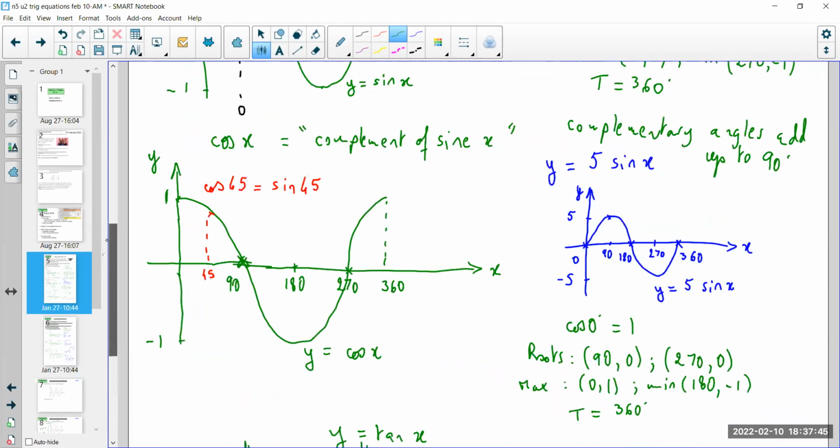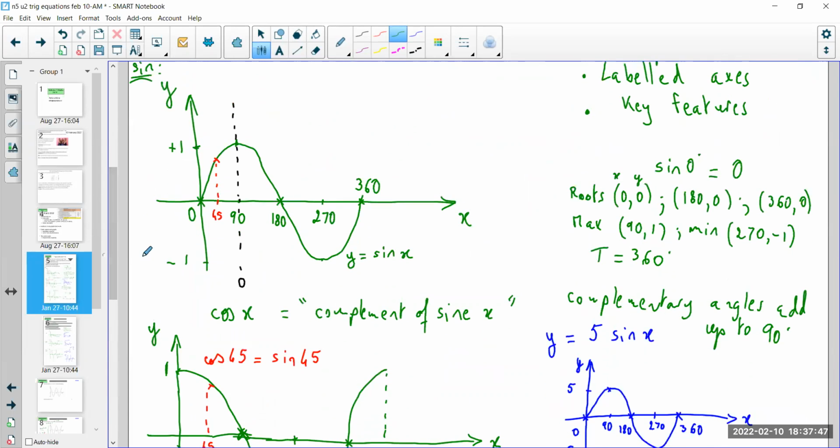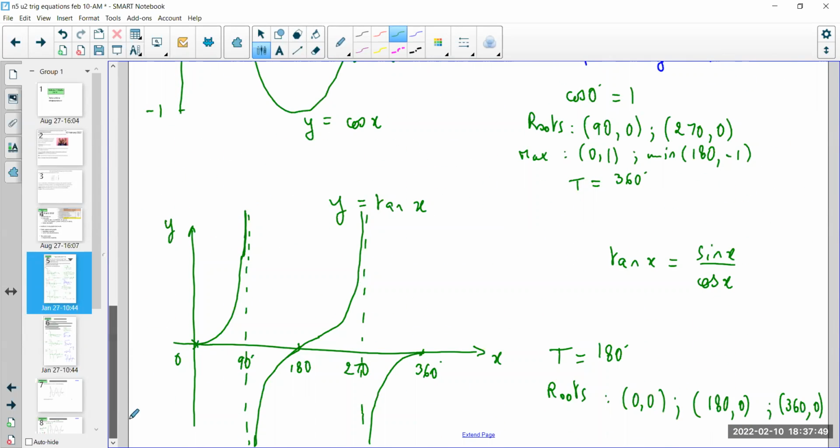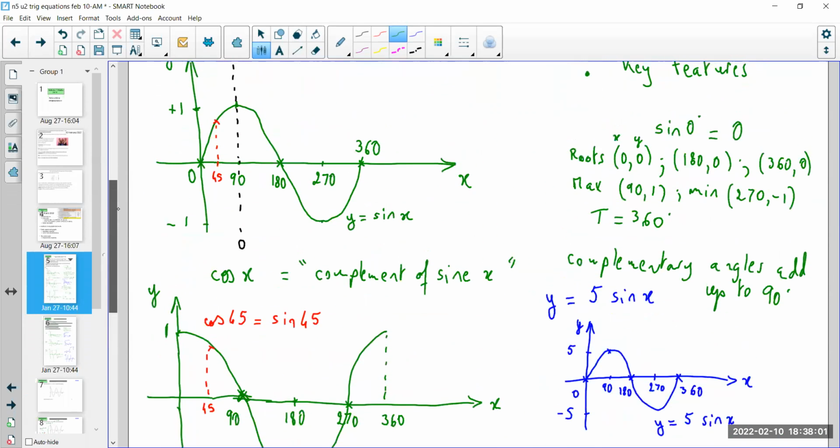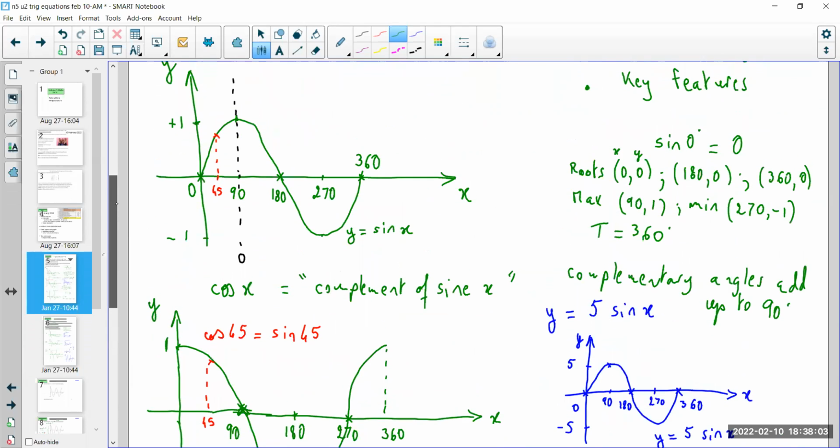So that was your homework basically, to do the 1, 2, 3 graphs. Okay, any question on that? All right.